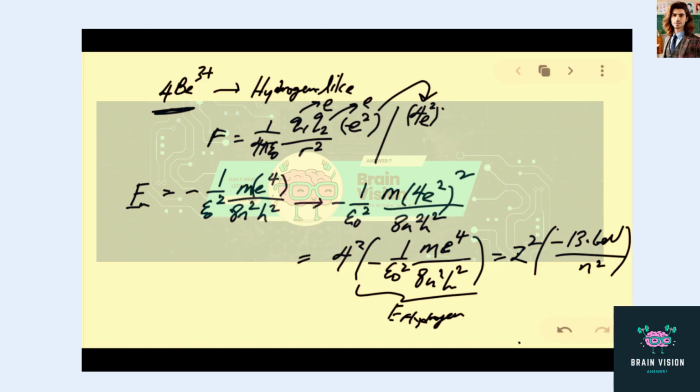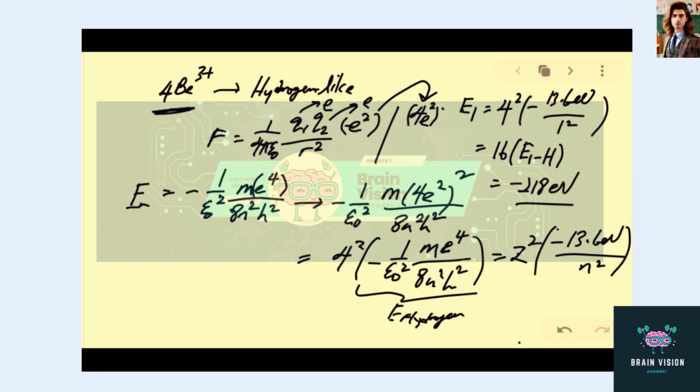Now we are ready to find the ground state energy for beryllium. The ground state E1 would just be 4 squared times negative 13.6 eV over 1 squared. So there's 16 times the ground state energy for hydrogen, which is negative 218 eV.